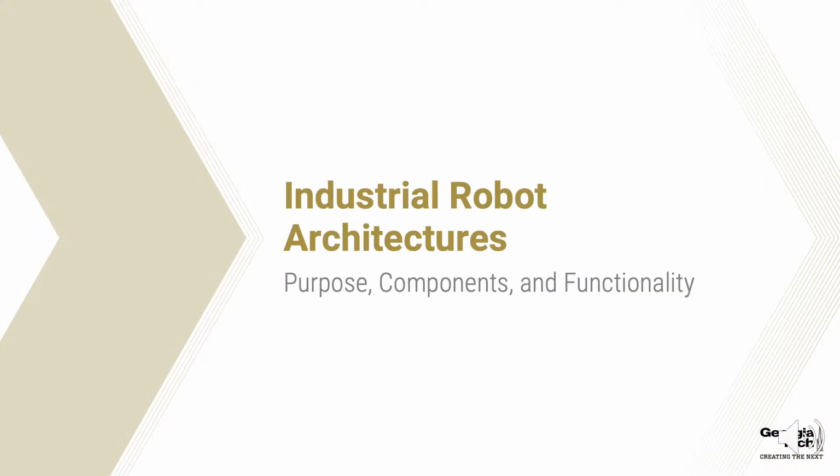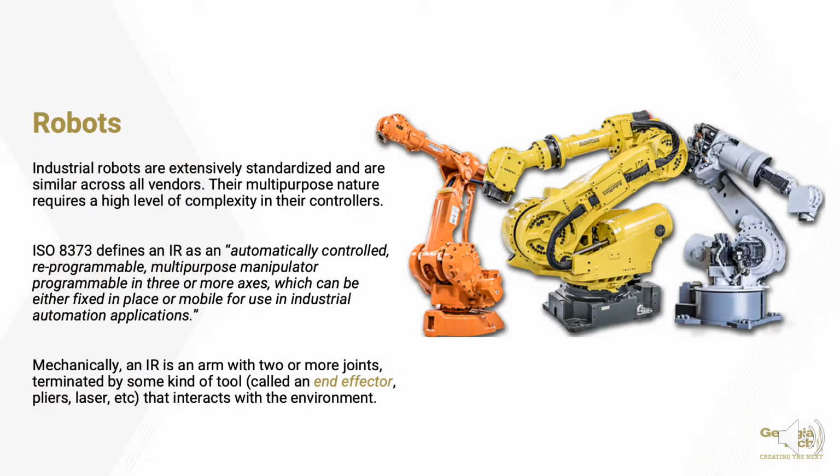Okay, so we're going to take a real quick tour through the industrial robot architecture, really what their purpose is, again, what their components are, and the functionality that they provide. So just a general overview of robots. They are extensively standardized and similar across all vendors. They have high complexity in their controllers because they're expected to have a multi-purpose nature.